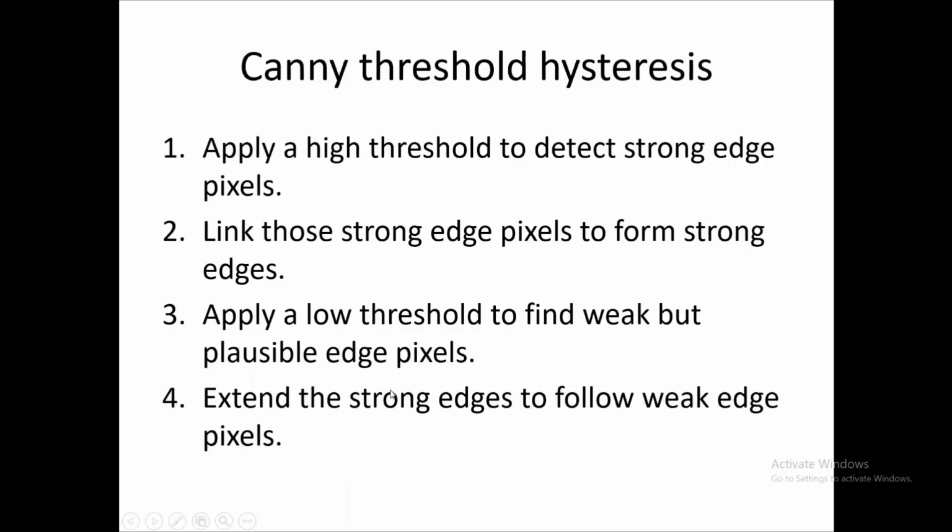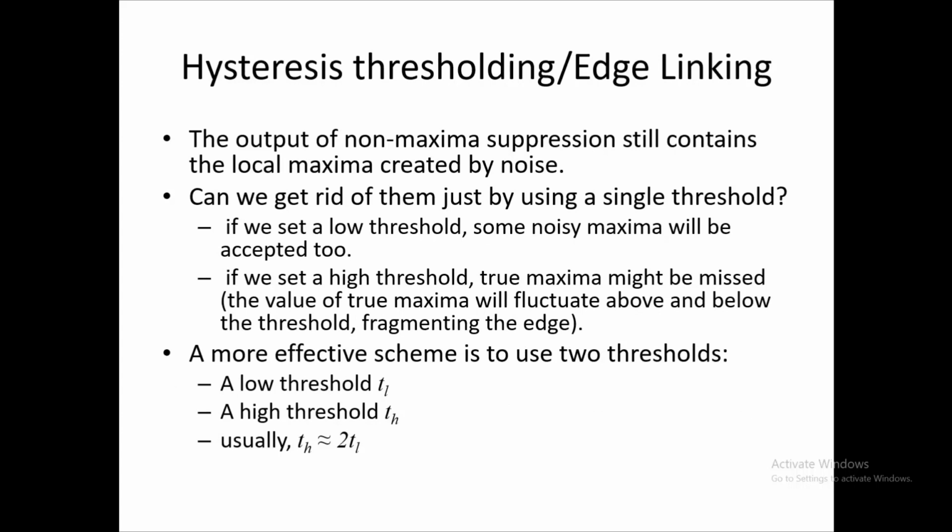So what we have to do is apply a high threshold to detect the strong edge pixels and link those edge pixels to form the strong edges, and again we apply a low threshold to find the weak edges, weak but plausible edge pixels, and extend the strong edges to follow the weak edge pixels. Let's see this in more detail. This is hysteresis thresholding, or edge linking.